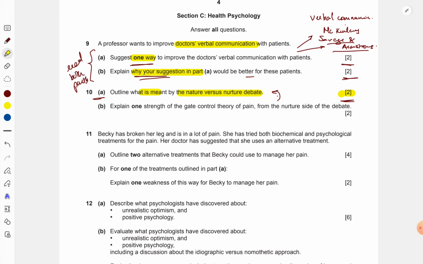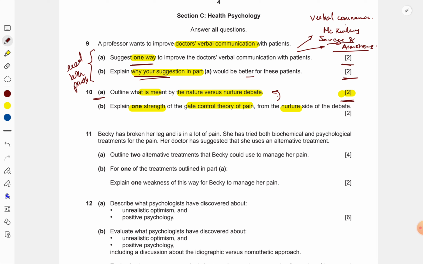Next question is: explain one strength of gate control theory of pain from the nurture side of the debate. So in your mind, you don't have to write all of this, but you should think of when we say gate control theory, how do we relate it in the first place with the nurture side of the debate?